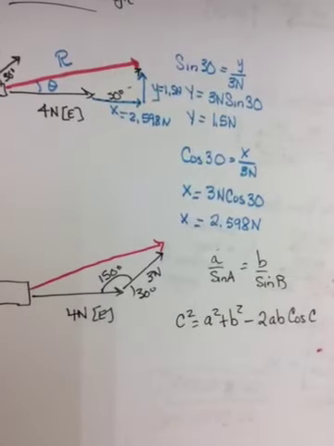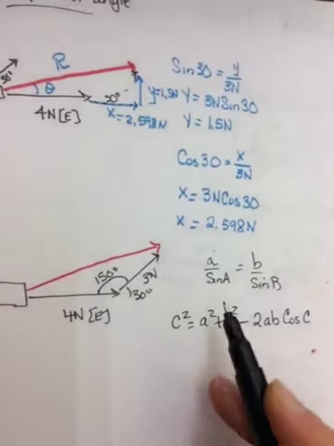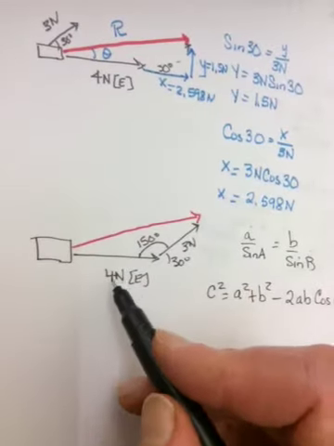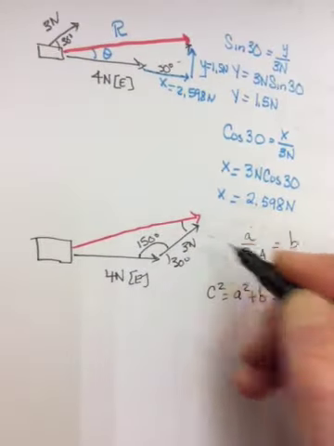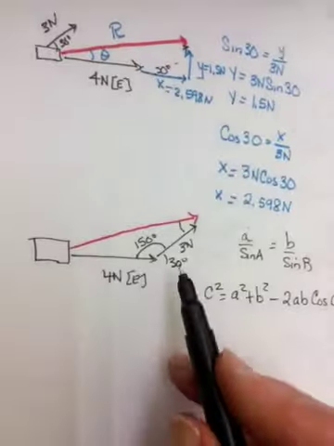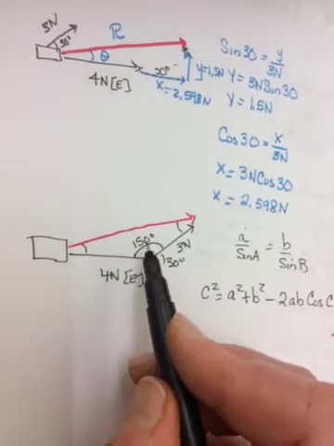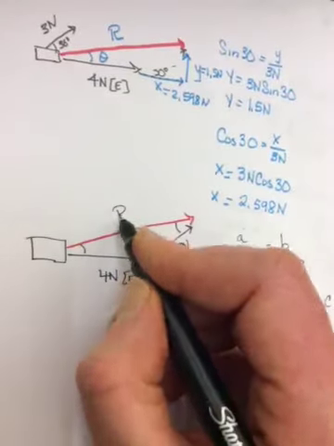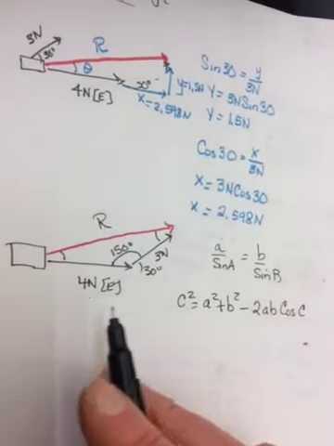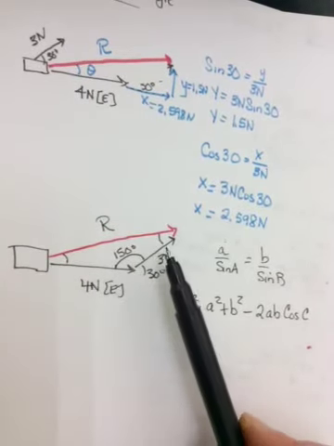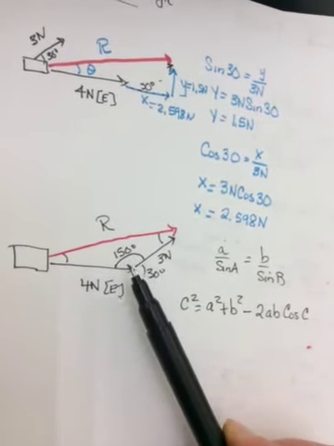Now the question is, which one do you use? And the answer is, for sine law, you have to have a side and its opposite angle. So we have a side, but the opposite angle would be up here, and we don't know it. We have a side 3 newtons, the opposite angle will be down here, and we don't know it. We have an angle, the opposite side would be over here, we don't know it. We cannot use the sine law. You have to use the cosine law, which you always use when you have two sides and the included angle.